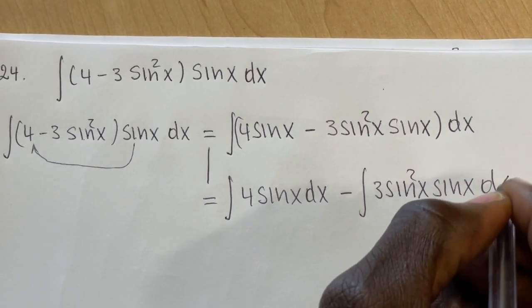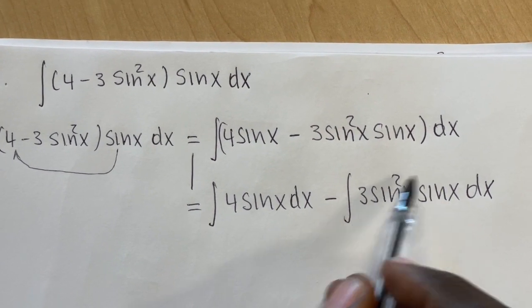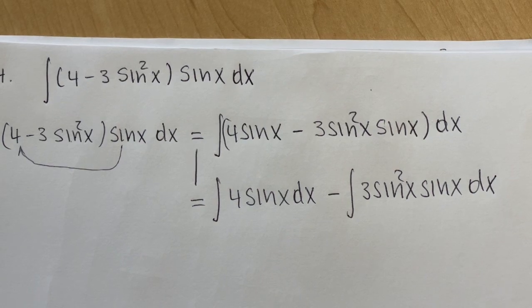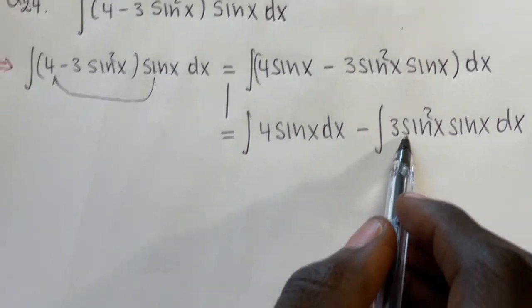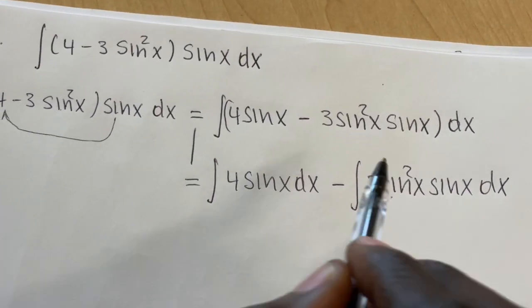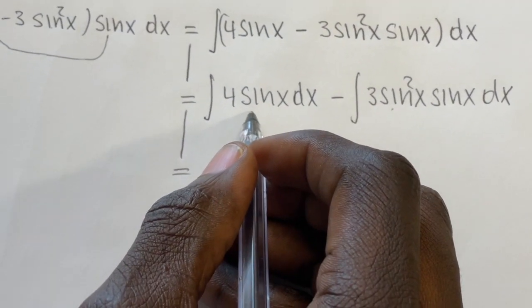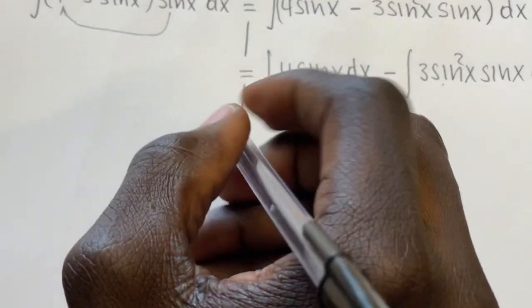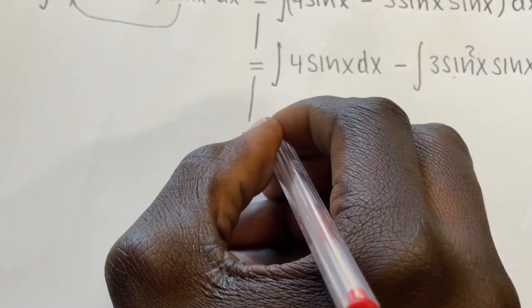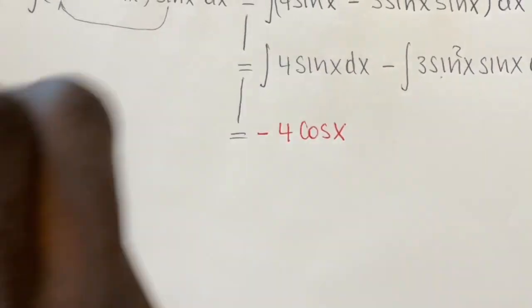You might ask the question, why didn't we take this sine and make it 3? You can do that, but I leave it because I know already, by using Pythagoras theorem, I can find something from here. That's why I leave it in that way. So now I'm just going to apply, what is the integration of sine? The integration of sine is minus cos. So the answer from here, I'm just going to have minus 4 cos x.